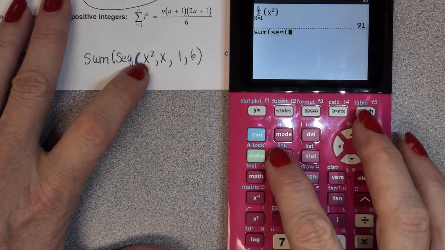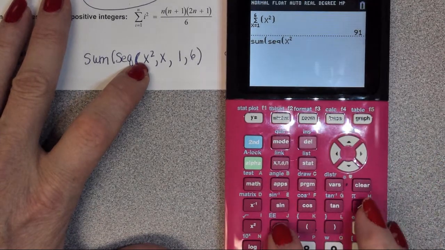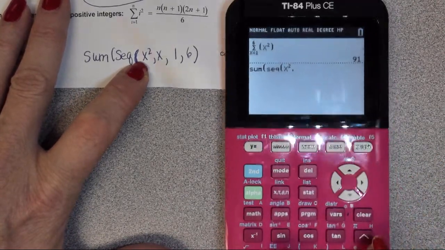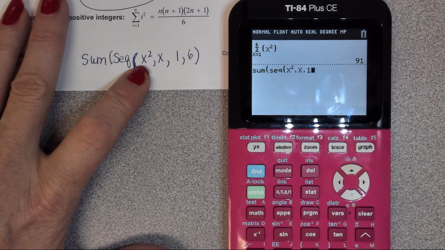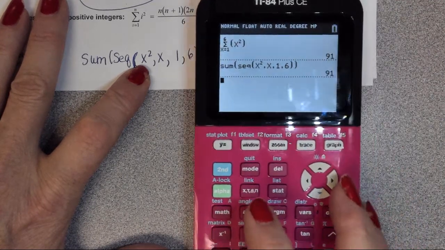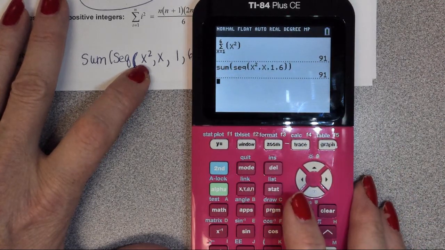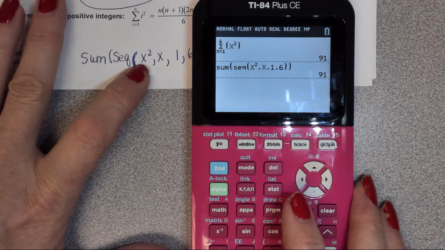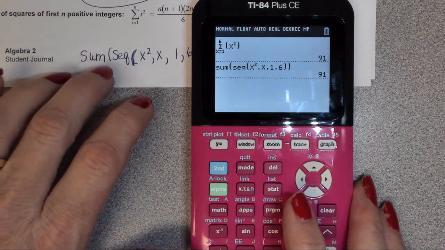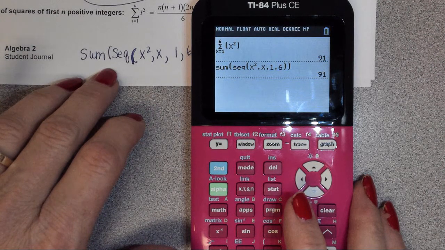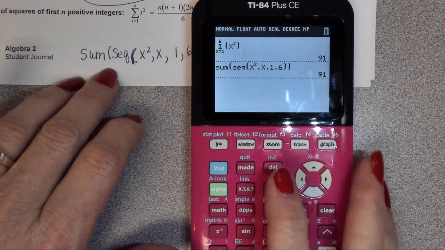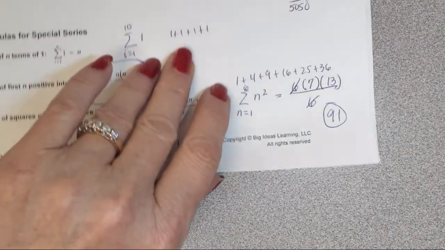And now I have to do of x squared, here's the comma, x, comma, and then I have to say from 1 comma to 6 comma. And it's 91. So it's quite a bit more difficult to do the summation on the calculator if you don't have that symbol. If you need help with that, I can help you once we finish.